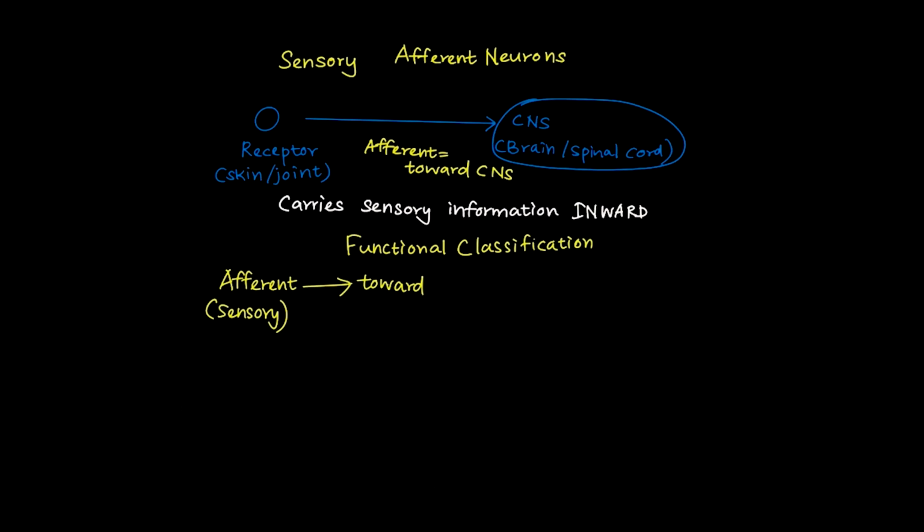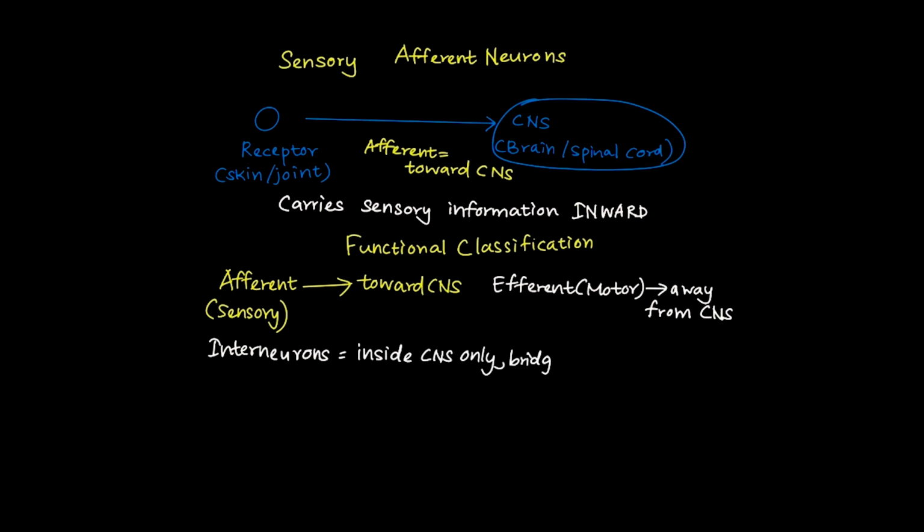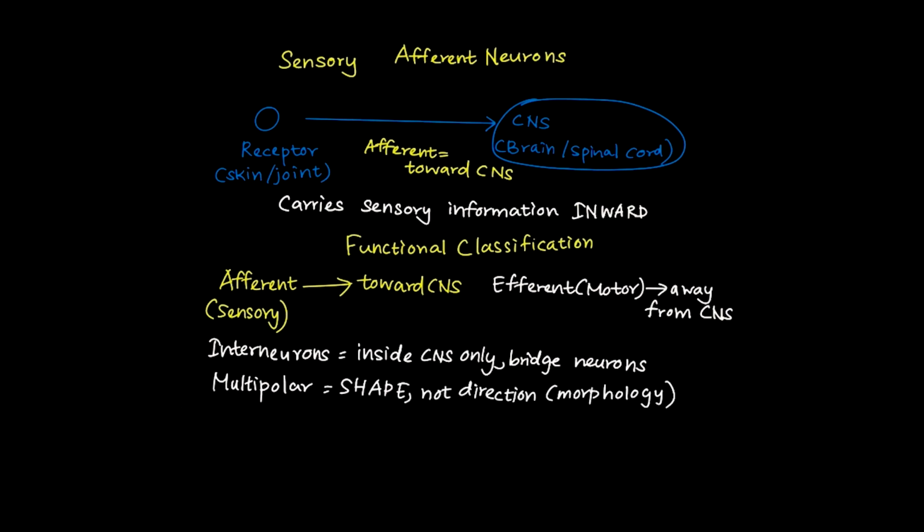Interneurons sit entirely within the CNS and bridge the gap between sensory and motor neurons. They don't reach out to skin receptors. Multipolar is a structural classification describing neurons with multiple dendrites and one axon. It tells you about shape, not about the direction of signal travel. The question asks about functional classification, direction, not morphology.